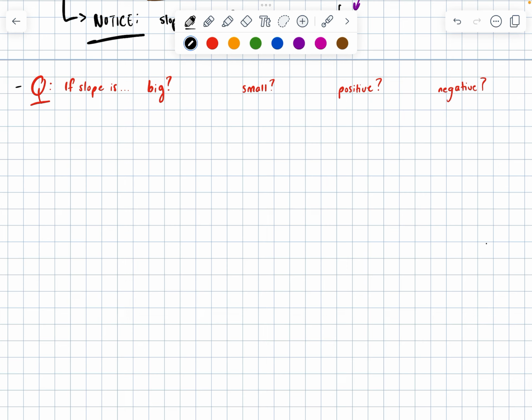Intuitively, if a line has a big slope, I'd say it's really sloped. Remember, what I'm saying is that the line looks a lot steeper.